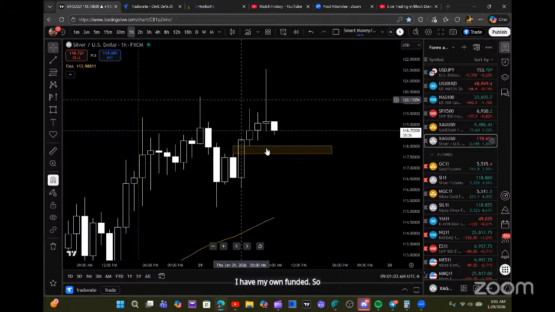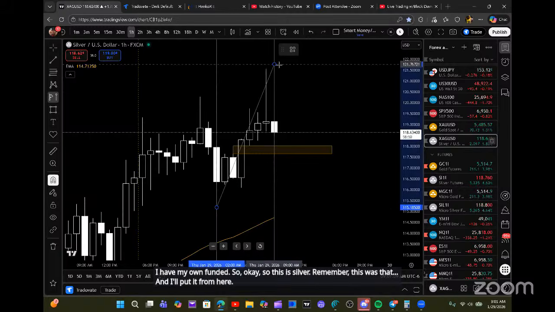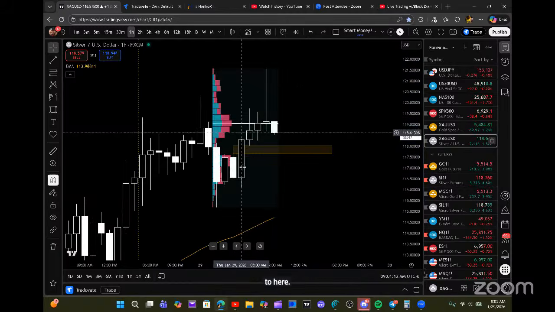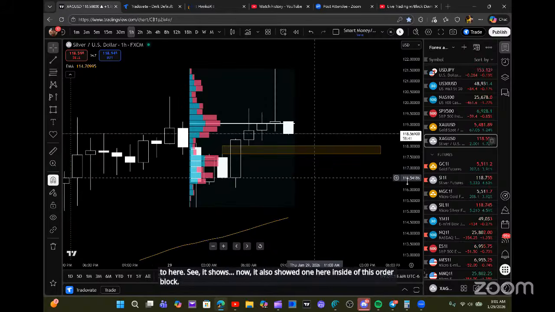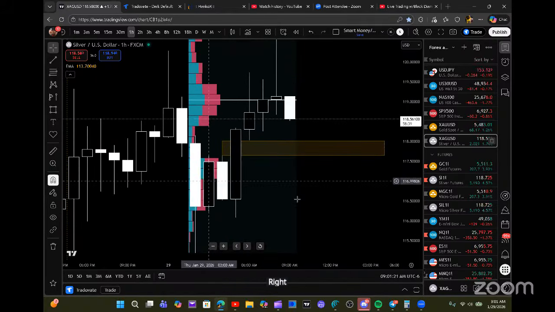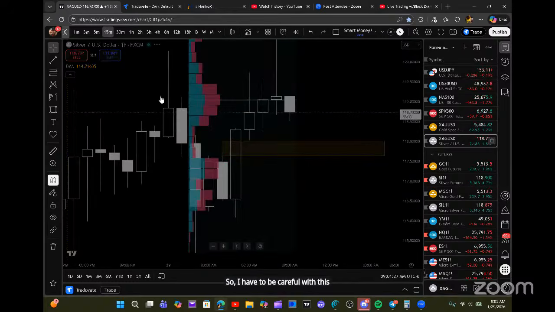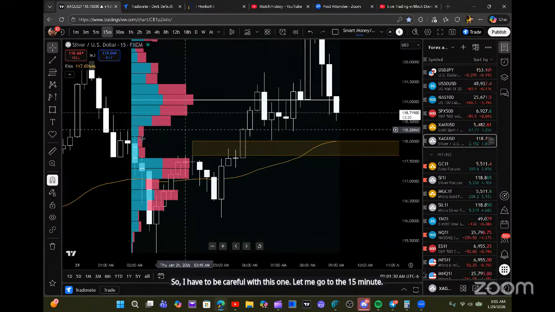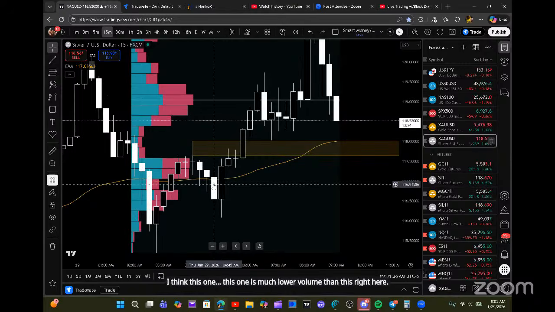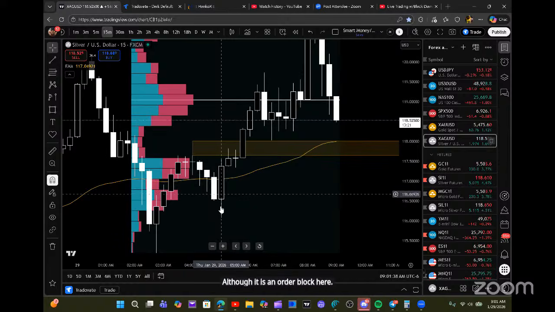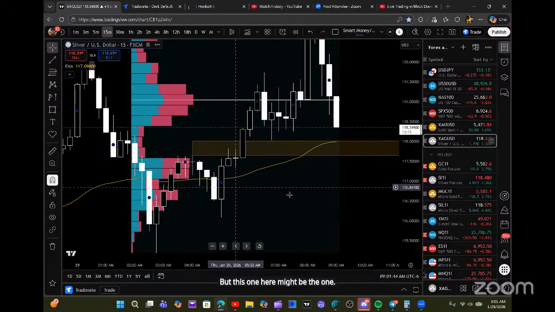So okay, this is silver. Remember when I put it from here to here? See, it showed low. Now it also showed one here inside of this order block, right up in here. So I'm gonna have to be careful with this one. Let me go to the 15 minute. I think this one is much lower volume than this right here. Although it is an order block here, and you got a little rejection block here. But this one here might be the one. And as you can see, it's approaching it.